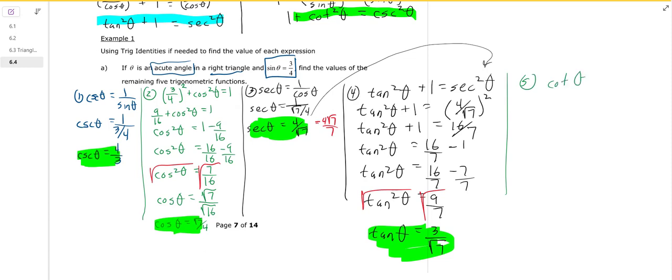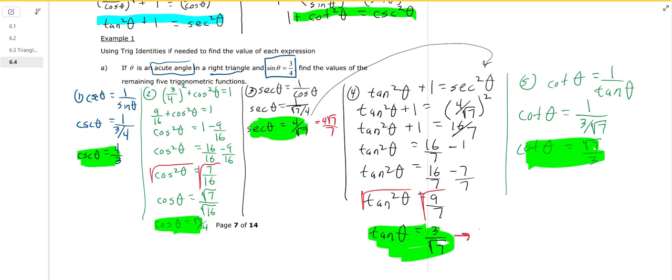The cotangent theta is 1 over the tangent theta. And you can now do this in your head if you want to. You don't have to write the steps out. It's just 1 over 3 over the square root of 7. So the cotangent of theta would be square root of 7 over 3. Again, not going to rationalize all the denominators. If you did rationalize the tangent, you would get 3 root 7 over 7. So that's what I did.